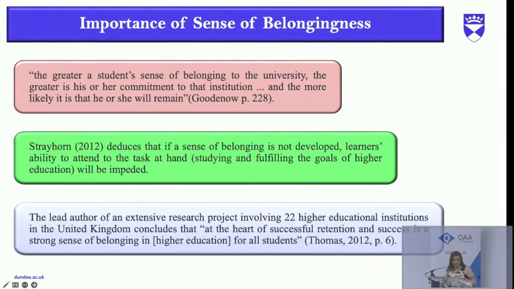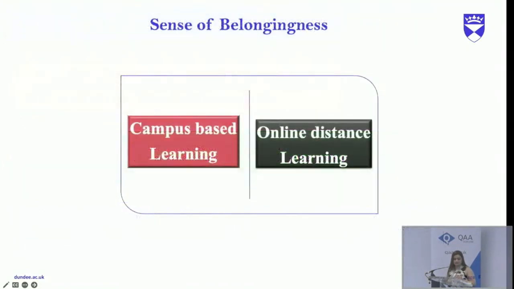Another is the lead author of an extensive research project involving 22 higher education institutions in the United Kingdom, who concluded that at the heart of successful retention, a strong sense of belonging in higher education is required for all students. So that's why this is important, and whether in the online learning environment or in campus-based learning, we need to look into the component of students' sense of belongingness towards their institutions.